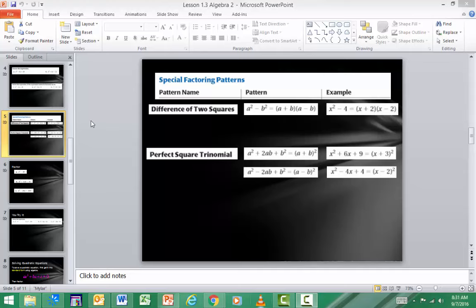Okay, so let's get started on part 2 of section 1.3, coming to you from Mapleton, Washington.